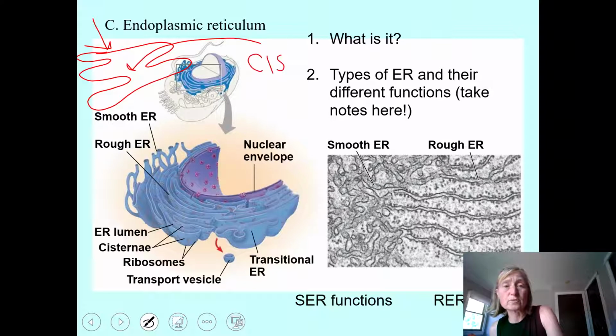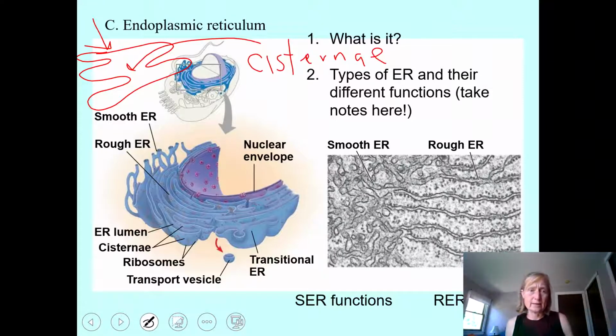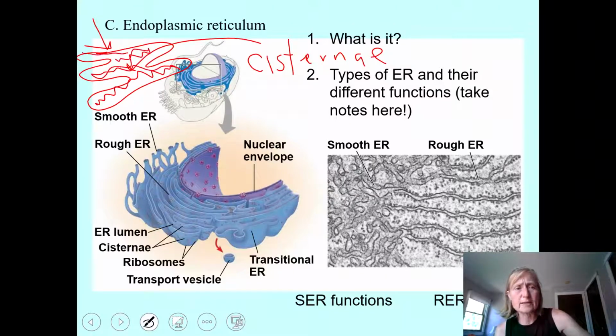So if you hear these terms, the cisternae would be the material or the space inside the membranes. And this is a huge component of the membranes found in the cell. So what's happening at the endoplasmic reticulum? Well, one thing we want to remember is the inside of the endoplasmic reticulum is filled with all sorts of enzymes, and even the membranes of the endoplasmic reticulum have enzymes in them. So what does this system of tubes do for the cell?